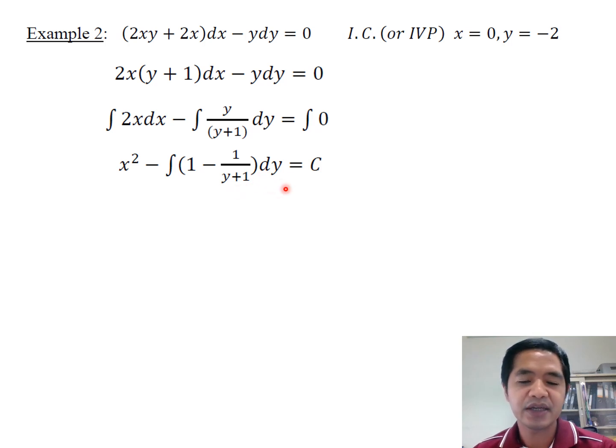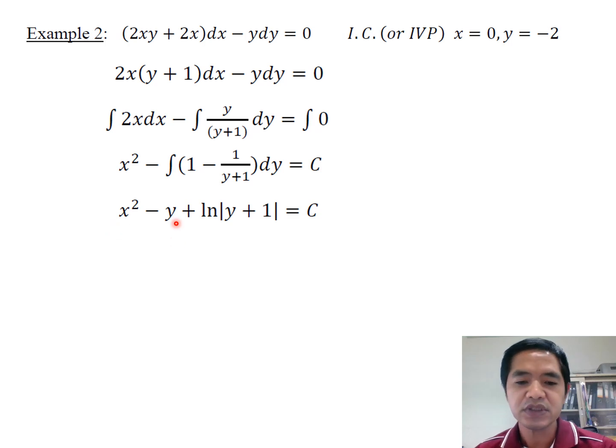Times dy equal to the integration of 0, equal to c, a constant. So in this form, the integration of 1 dy we get y, right? And this one we get ln of y plus 1. Okay, this is from your undergrad. You have to remember this simple integration.